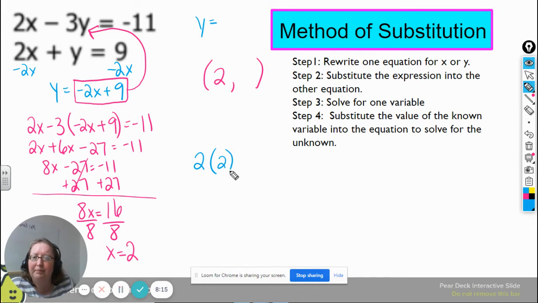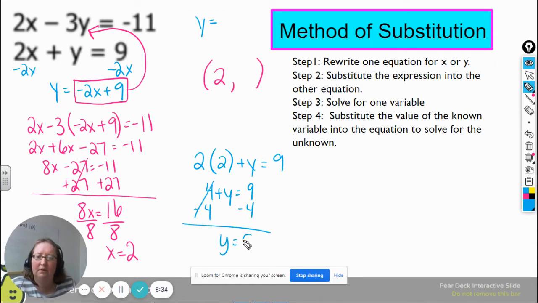And I go 2, but instead of x, I'm going to put 2 plus y, just follow along here, is equal to 9. That's where I got this information. I found my answer for x. I substitute in for x. 4 plus y is equal to 9. So y is equal to 5.